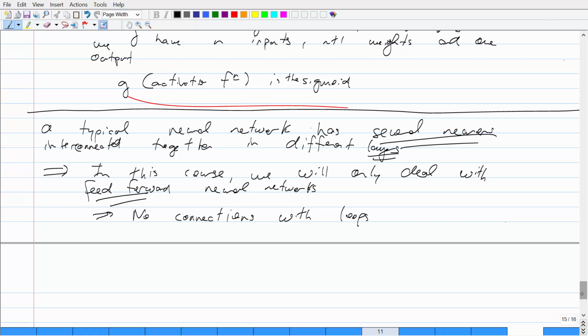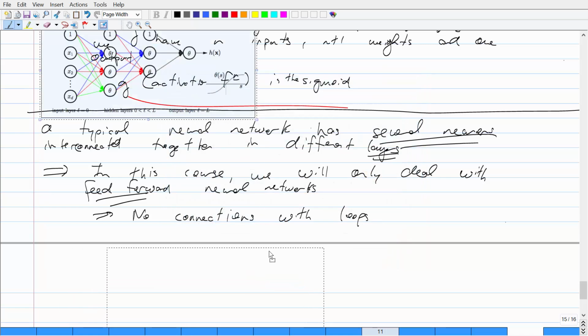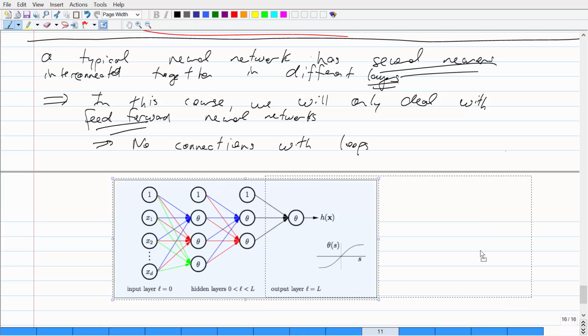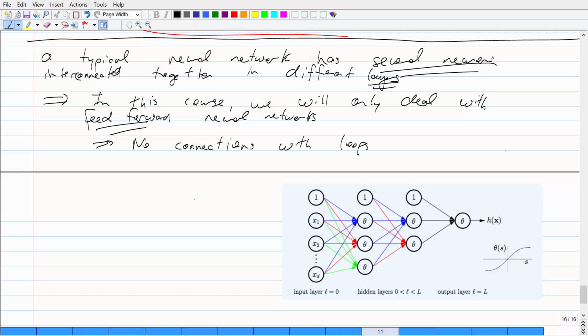Okay, so this is what a typical one would look like. Very simple one. So the notation is a little different. I'm going to talk about it as we go. But this is pulled from Learning from Data, the textbook by Yasser Abu Mustafa, which is a really nice textbook.